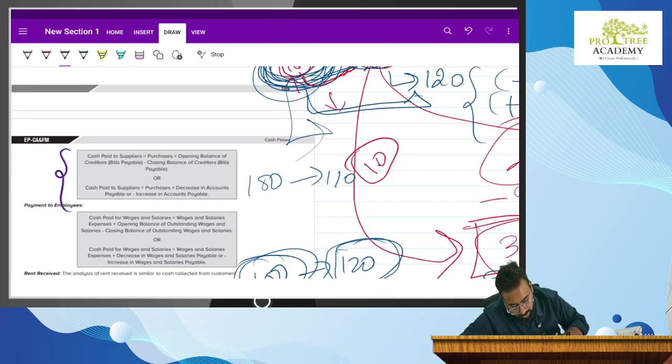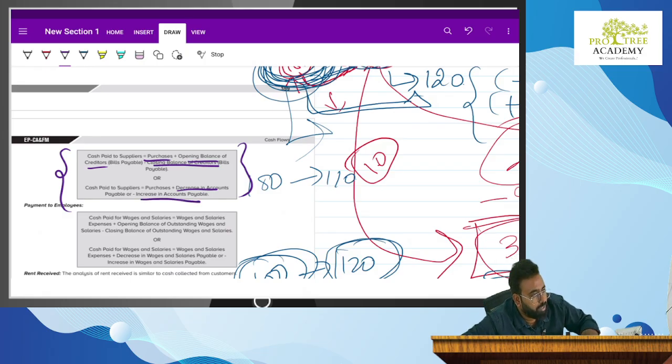Next, this we have already discussed. Purchases plus opening balance of creditors minus closing balance of creditors, or one more way of looking at it is the decrease or increase in the creditors. If you put this in a bracket, that itself will give you increase or decrease, correct or no? When you compare opening balance and closing balance, it is nothing but whether your creditors have gone up or come down, correct? So instead of using opening balance minus closing balance, you can straight away use decrease or increase in the accounts payable or accounts receivable. Clear? Everyone is understanding?